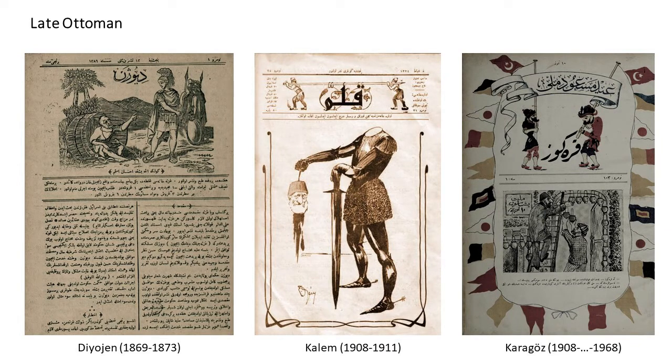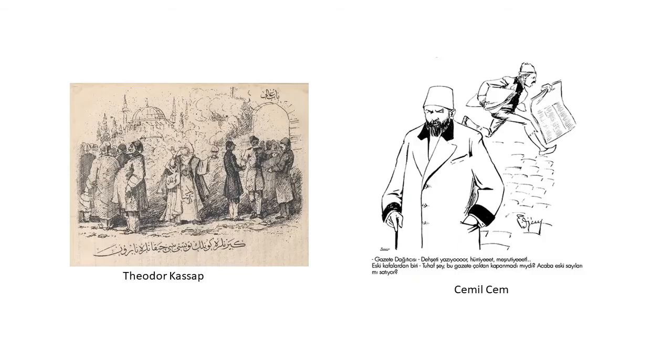It did not live long because of the censorship politics of the empire, but it's important because we can say it started a kind of tradition, especially in Istanbul. Kalem and Karagöz were other magazines published before the Turkish Republic. The content of the magazines was humor-centric.